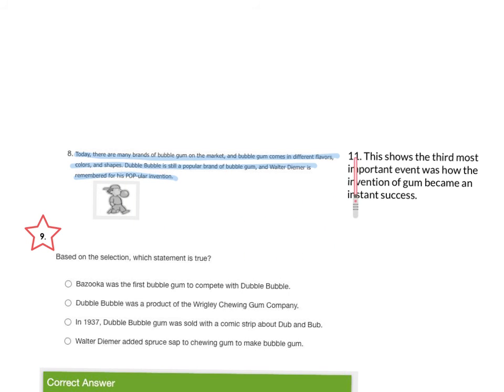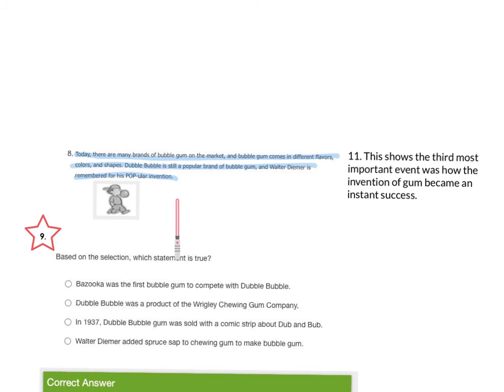I'm also going to add a text box with a question number, number 11, and right beside it, I'm going to write a sentence. This shows the third most important event was how the invention of gum became an instant success. I wrote this because my highlight shows how his invention of bubblegum became an instant success.